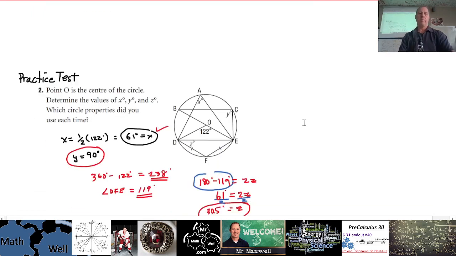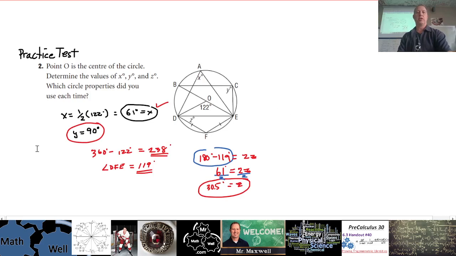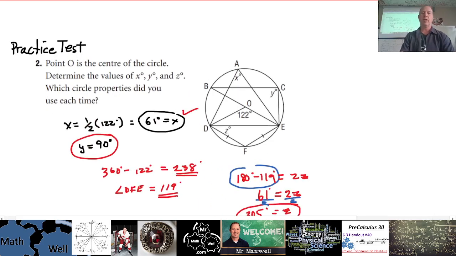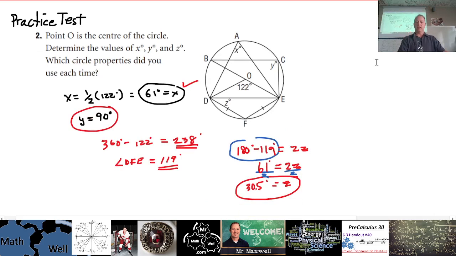I'm running out of time here, so I'm just going to show this question real quick. You might get a question just like this where you'll have to spot and use these properties. So 122 is the central angle here, and notice that x is an angle that subtends the exact same arc as 122. So x is going to be 61. Y, look at this. This is a diameter, and so y is going to be 90. And then you can solve for z.